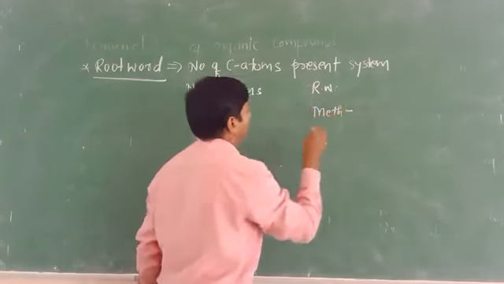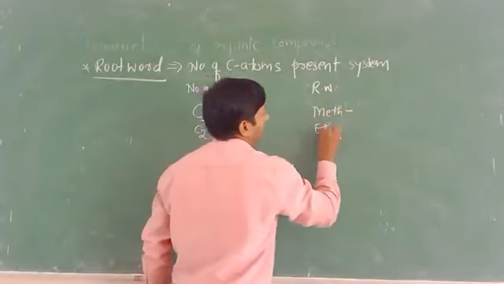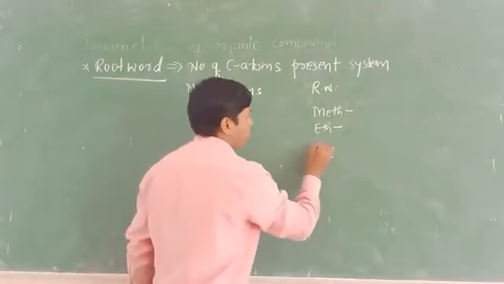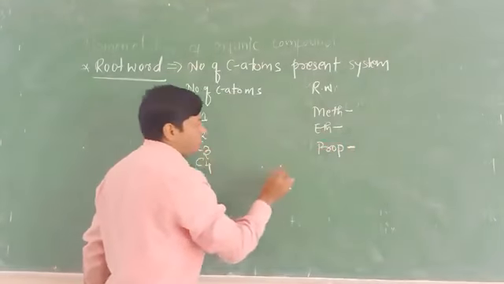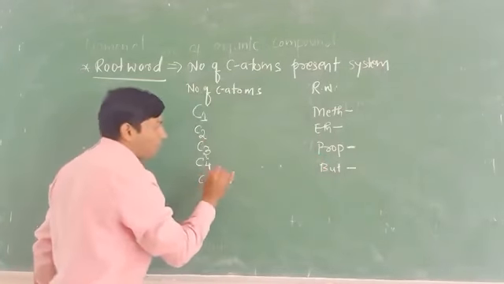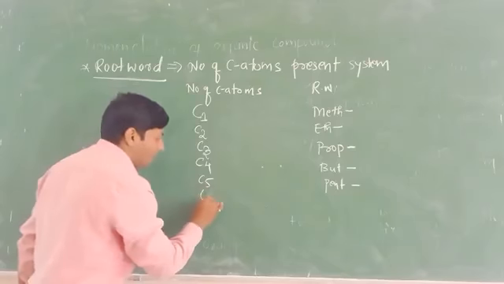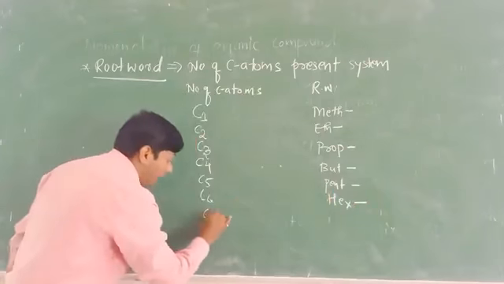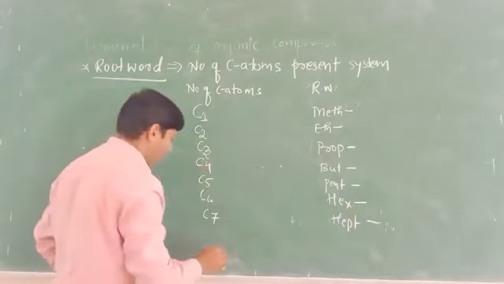meth. If the system contains two carbon atoms, you have to write eth. If the system contains three carbon atoms, you have to write prop. If it has four carbon atoms, you have to write but. If it has five carbon atoms, you have to write pent. If it has six carbon atoms, you have to write hex. If it has seven carbon atoms, you have to write hept.